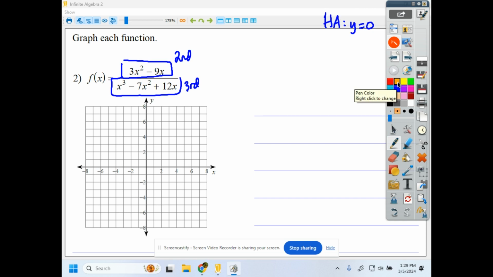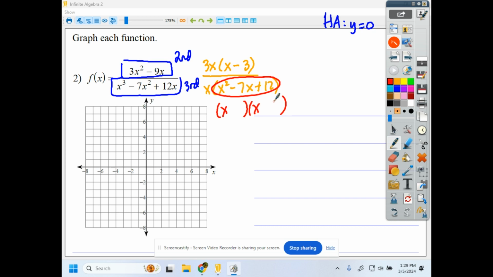Number two, I know I can factor this further. The top portion, the common factor is 3x, so this would be 3x times (x minus 3). And the bottom one, the common factor there is x. I factor out the x first outside. This will be x squared minus 7x plus 12, and you can still factor this further. That will give you (x, 4) and (x, 3), negative, negative.